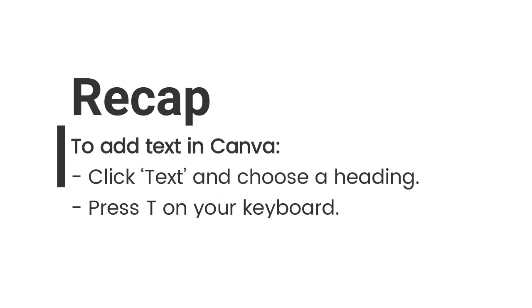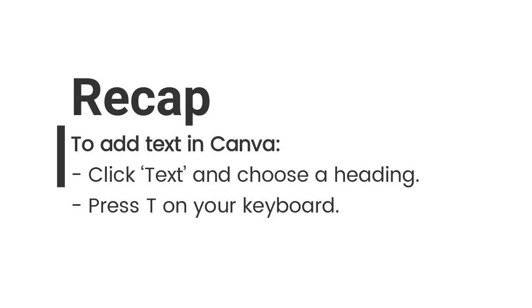And that's it. To add text in Canva, either click text and choose a heading or press T on your keyboard. Then customize it from the top toolbar.